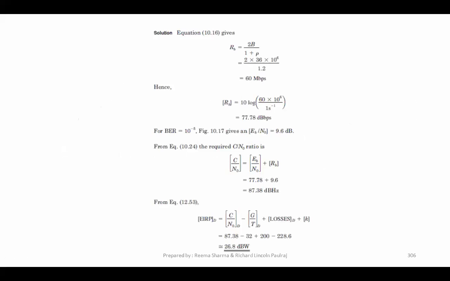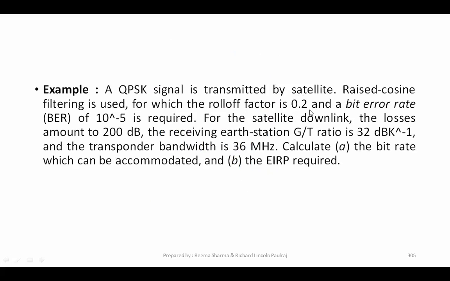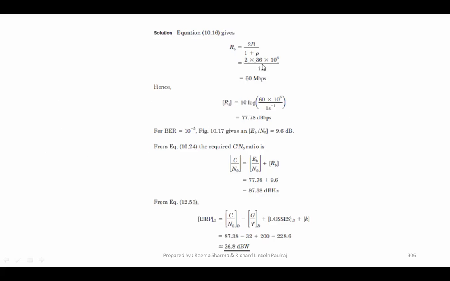So we know the formula for RB, which involves your roll-off factor. You will have to remember this formula. RB is equal to 2B divided by 1 plus the roll-off factor. So multiply this with your bandwidth, which is 36, and 0.2 is your roll-off factor, 0.2 plus 1. This gives us RB, which is about 60 Mbps, and this one we converted to 10 log, so the values are in dB bits per second.